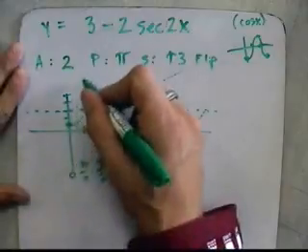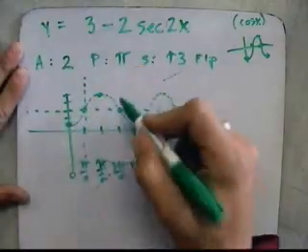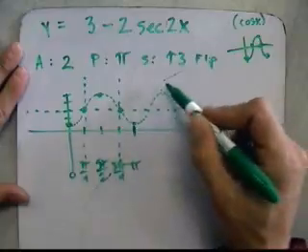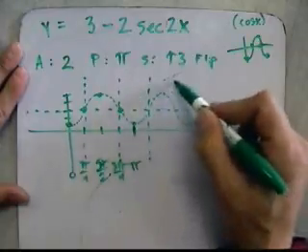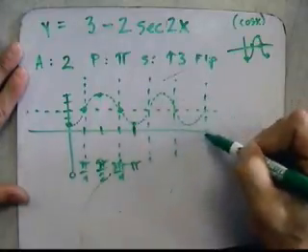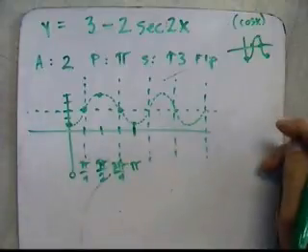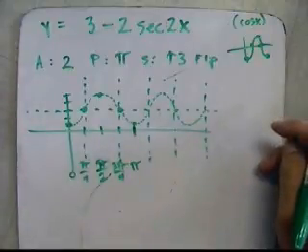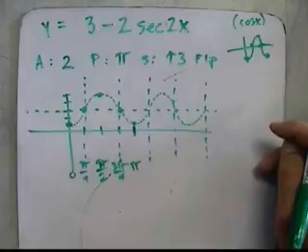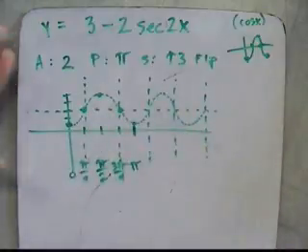So this one, I would put an asymptote right here, one right here, and here. Awesome. And then now we just do the opposite parabolas, right? Just flip those over and we're done.